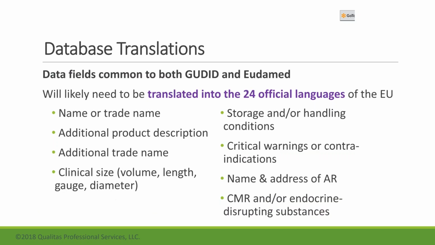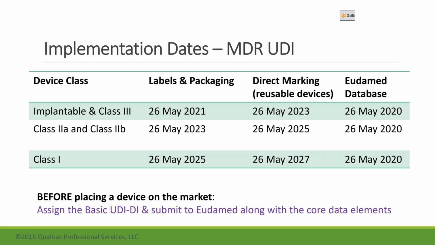One other thing I'll talk about now is implementation dates. For the MDR, you can see the dates here. For labels and packaging, the first implementation date we're going to come up on is 26th of May 2021, and that's when your implantable and class 3 devices need to have your labels and packaging done. You can see that it's broken down into 3 types of requirements: labels and packaging, direct marking for your reusable devices, and then your Eudamed database.